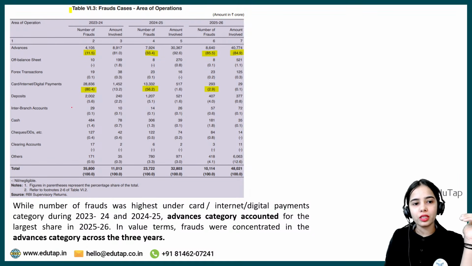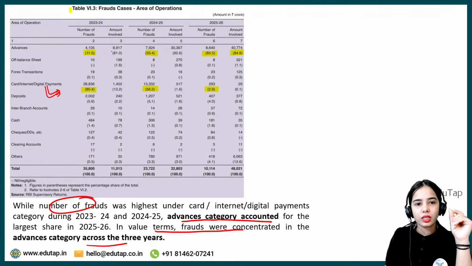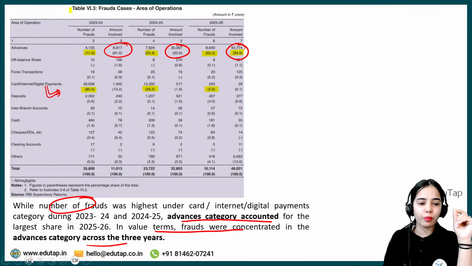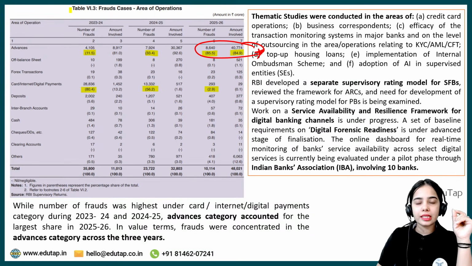So any confusion here? So basically card, internet, digital payments. The number of frauds was highest under the card, internet, digital payments category during the two previous financial years. But in 2025-26, the number of frauds was highest in the advances category. The value of frauds is always highest in the advances category. But now the number of frauds has also become highest in the advances category. This is the idea.